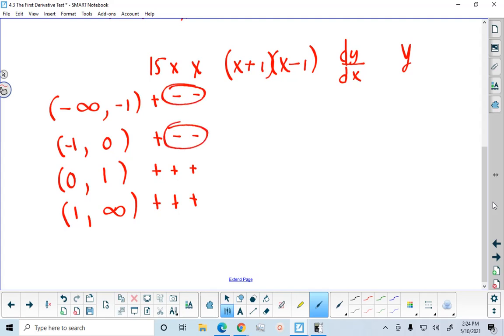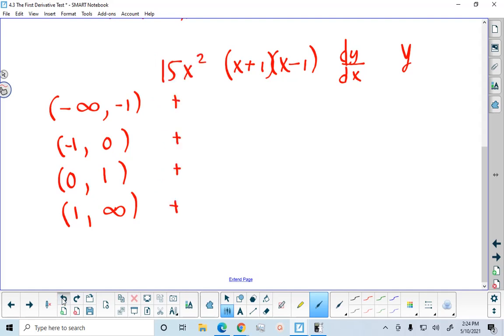So my advice to you is that whenever you have a factor which is raised to an even exponent, just write it down and put positives, because when you square something, or you raise it to the 4, you raise it to the 6, it's going to be positive.